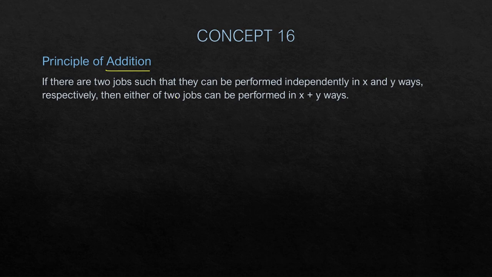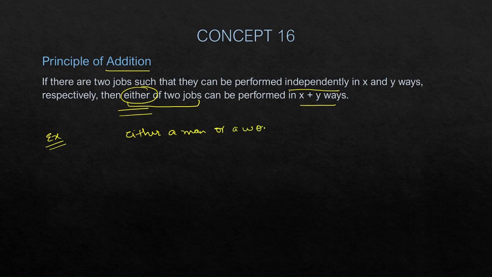If there are two jobs such that they can be performed independently, focus on the word independently, it is not necessary that both things happen, in X and Y ways respectively, then either of the two jobs, either is the important word here, can be performed in X plus Y ways. Again, now here I have to write, for the sake of example, either a man or a woman. So here the case of either or is coming. Basically, just as there and was the keyword, here the keyword is or, and or means addition. And means multiplication and or means addition.